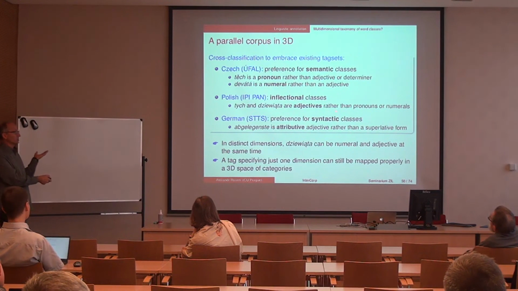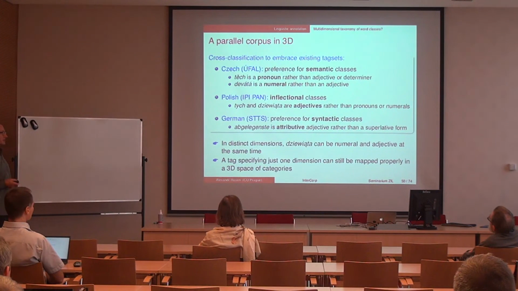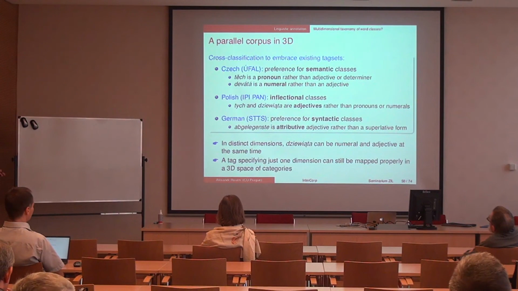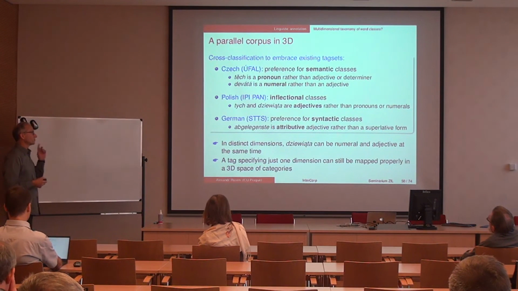For Polish, you can do the same, except it would be in this inflectional dimension. For German, you would have it in the syntactic dimension. And if you add more information, you could specify the missing dimension in that space. That would then be the full information, and you can use it maybe for a parallel corpus, where you have multiple text sets, but you can also use it for a monolingual corpus.